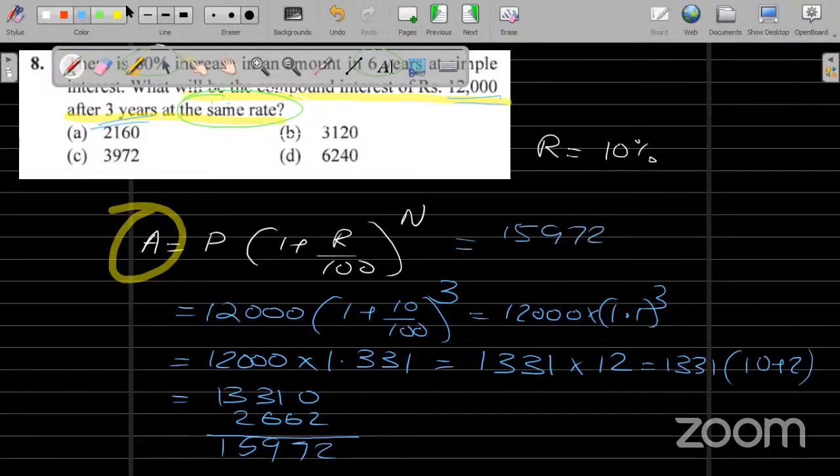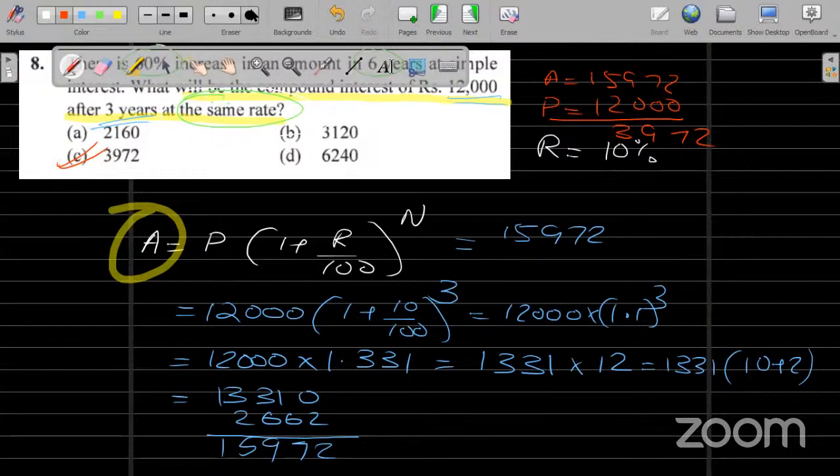And we know the principal amount is how much? P is 12,000. So the amount is 15972 and the principal amount is 12,000. Amount minus principal is 3972. That will be the answer. So option C will be the answer to the question.